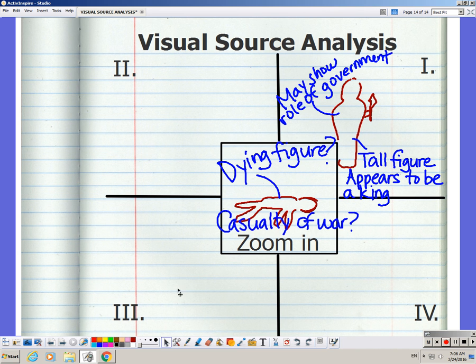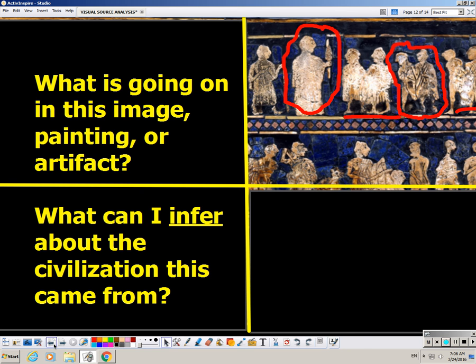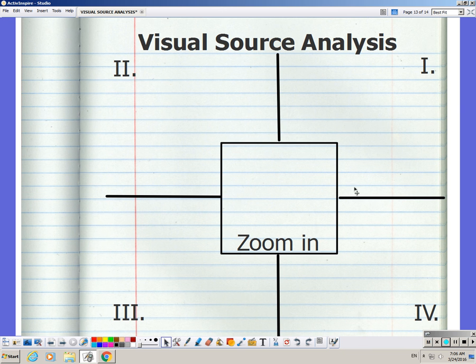So you have some sources to analyze today from the civilization of Kush or Nubia. As you do that, remember you need to be jotting in your notes, starting by sketching, jotting down observations, thinking about what's going on in this image, painting, or artifact, and then jotting some inferences. What can I infer about the civilization this came from? Try your best to add as much detail as you can and really fill up the page.